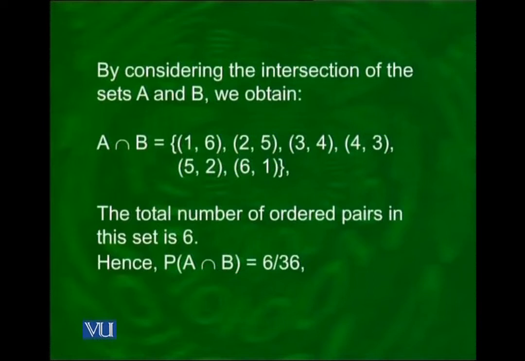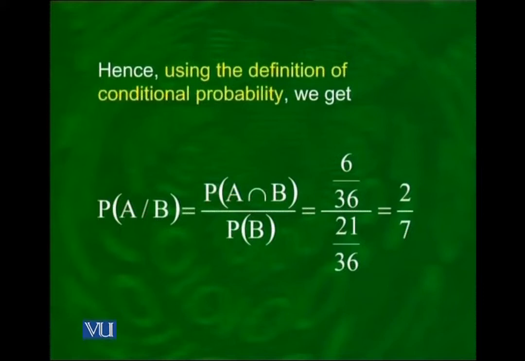is greater than 6. All right, because of this discussion, we agree that the total number of ordered pairs in the set A intersection B is 6, and therefore the probability of A intersection B is equal to 6 by 36. Now, applying the formula, probability of A intersection B divided by probability of B, we obtain 6 by 36 divided by 21 by 36, and that is equal to 2 by 7.